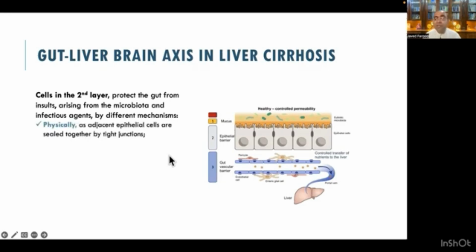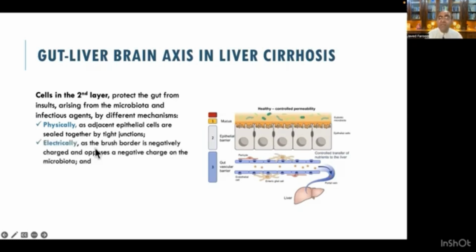These mechanisms are, physically, adjacent epithelial cells are sealed together by tight junctions. These are the tight junctions. So they are sealed very closely to one another. Electrically, the brush border is negatively charged and opposes a negative charge on the microbiota. This is the brush border. This is the second mechanism. The third mechanism is chemical, as a series of antimicrobial peptides are released by the epithelial cells. These epithelial cells release different sorts of antimicrobial peptides.